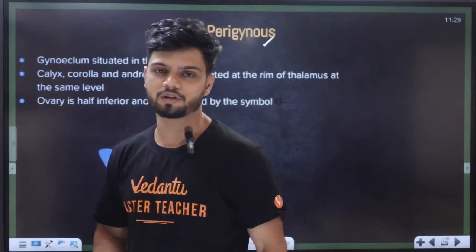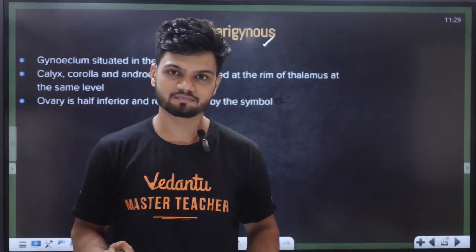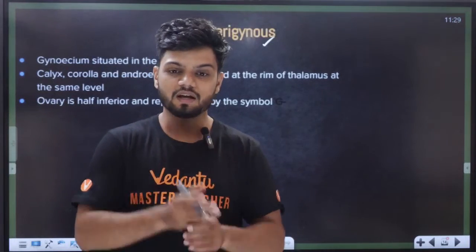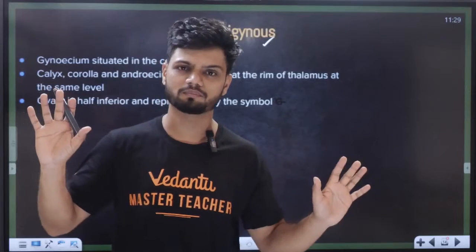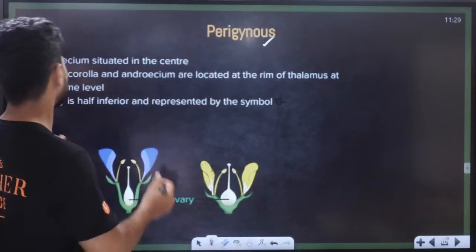Perigynous condition. Now, this is a kingdom where the queen and king are at the same level. Queen and king are at the same level here. Equal importance is given to all of them. Equal importance. King and queen, equal importance. Understand what is happening here?